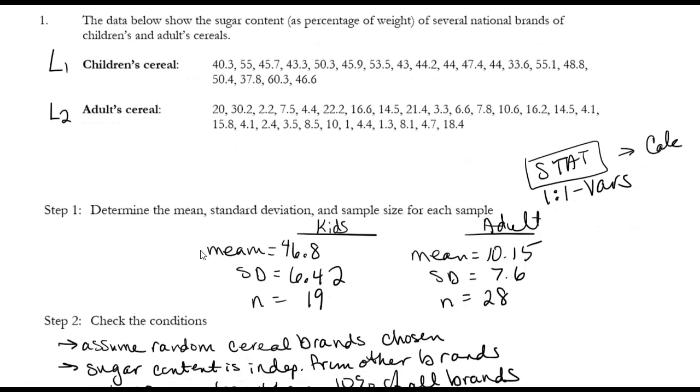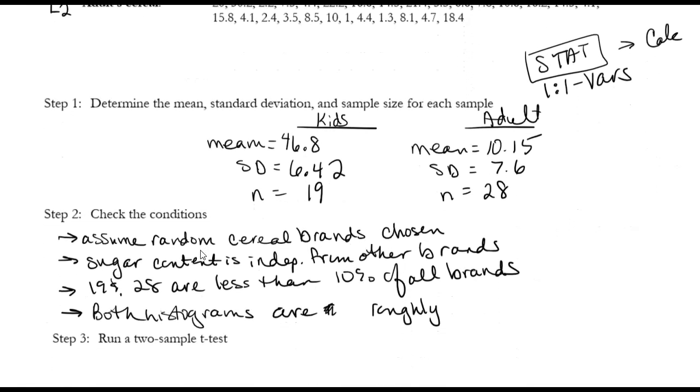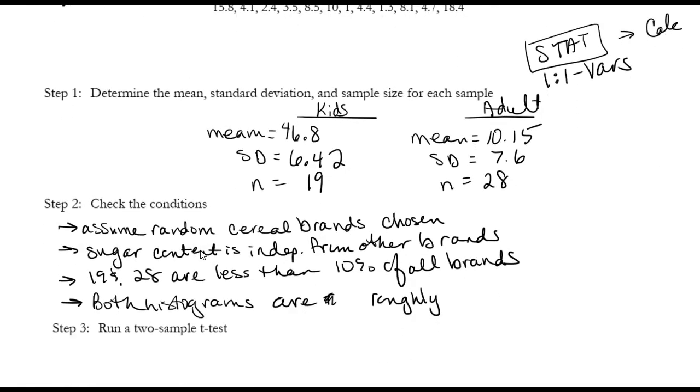And then the next thing we had to do is check the conditions. I went ahead and wrote them out. We'll talk about the last one. So assume random cereal brands are chosen. It does not say that they're random, but that's why we're going to say assume. Sugar content is independent from other brands. 19 and 28 is less than 10% of all brands of cereal. Now the histograms, they're both roughly unimodal.